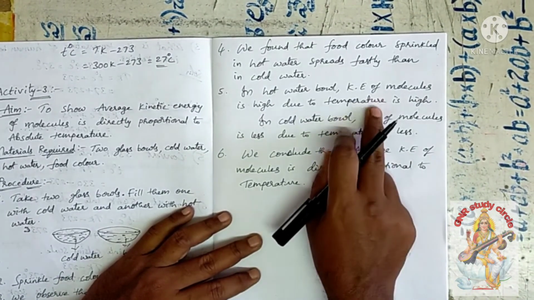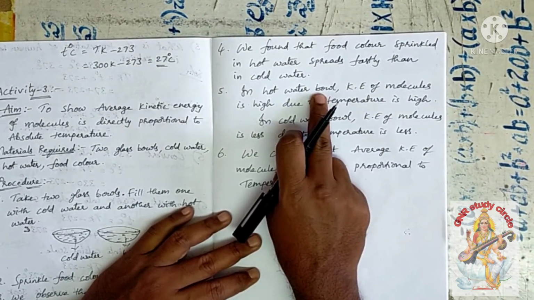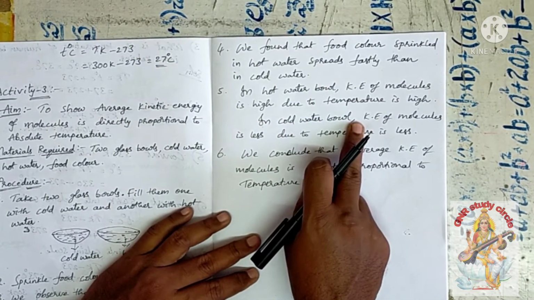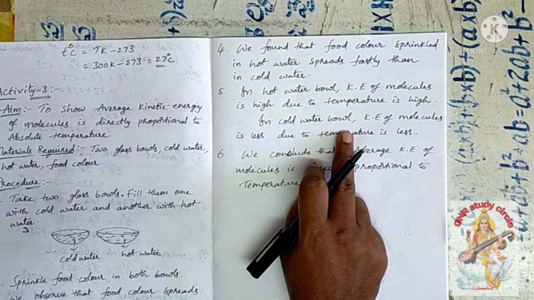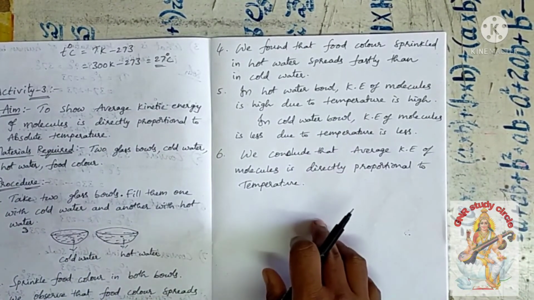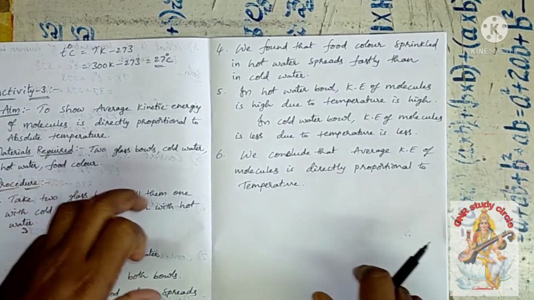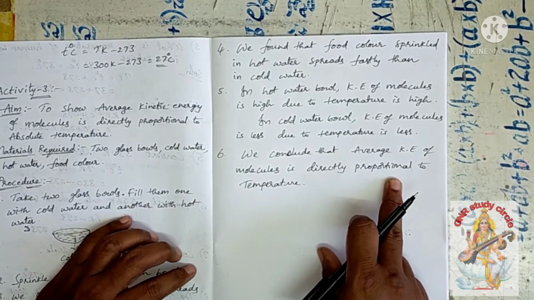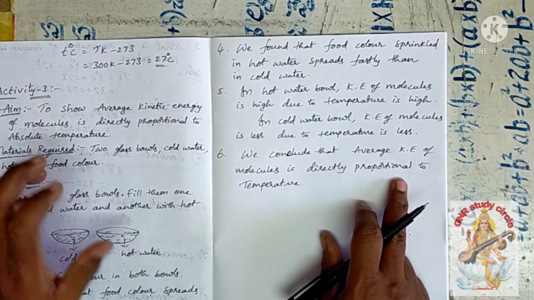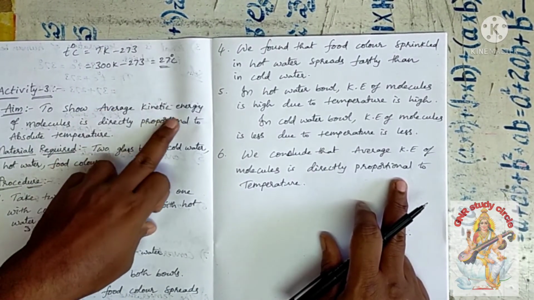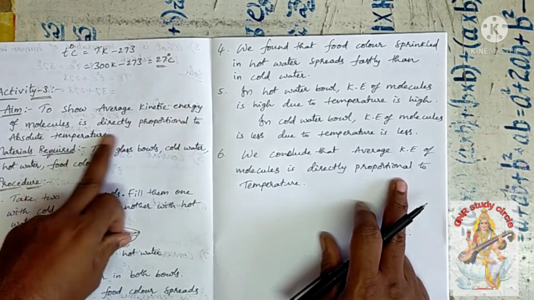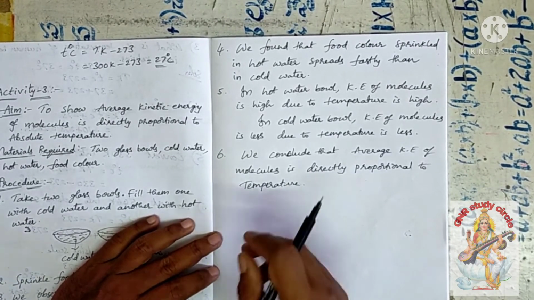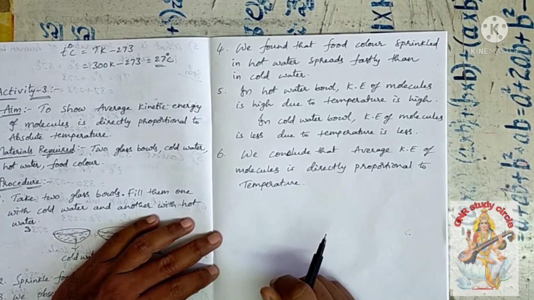So here when temperature is high, kinetic energy is also high. When temperature is less, kinetic energy is also less. According to mathematics, if one quantity increases, the second also increases. If one quantity decreases, the second also decreases. This relation is called directly proportional. So finally, with that mathematics and this activity, we showed average kinetic energy of molecules is directly proportional to absolute temperature. This is about activity 3.